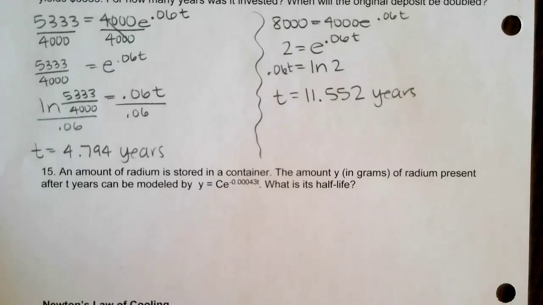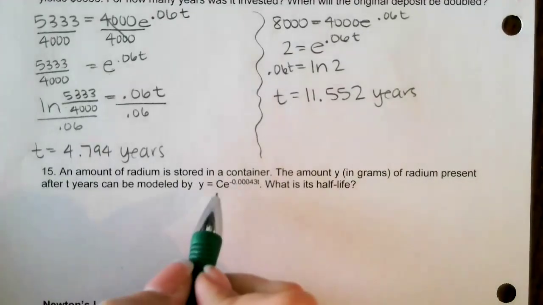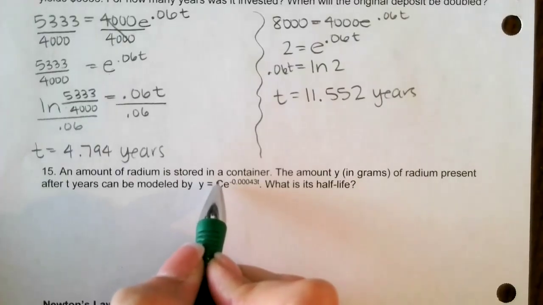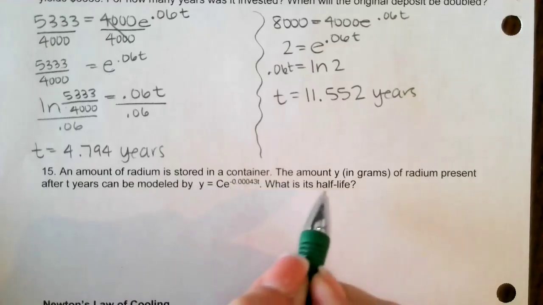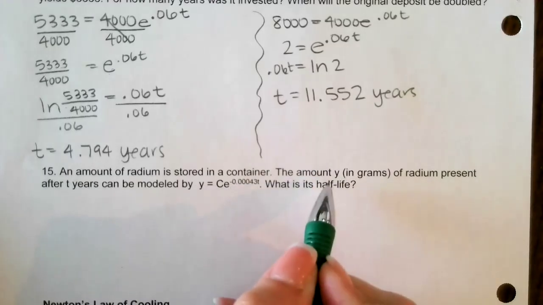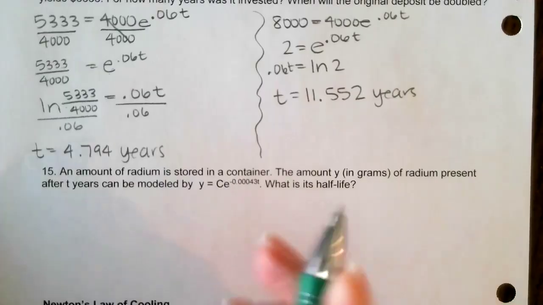What is the half-life? This is kind of a tricky question because it doesn't give you a lot of numbers, and so students want to steer clear of it, but you just need to think about it. This is our initial amount. Remember, our initial amount always comes before that exponential part. And so if we want to know what its half-life is, we want half of that original amount.